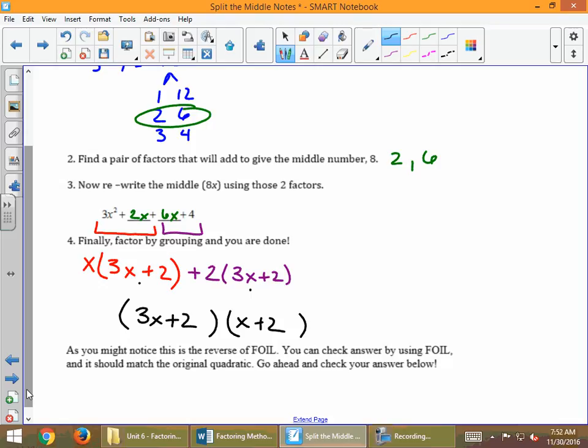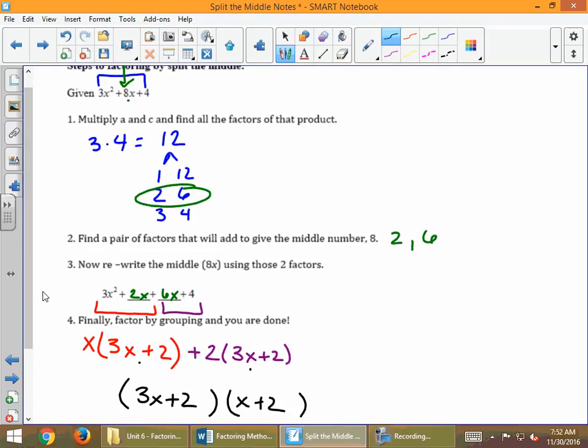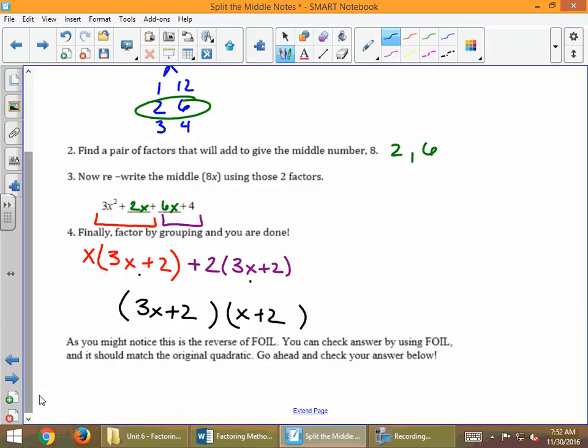You can FOIL to check your answer. We're not going to do that for time's sake, but you can FOIL, and you should get exactly what you had at the beginning. If you don't get exactly what you had in the beginning, you probably didn't factor correctly, or accidentally messed up FOILing. But yes, you can check your answer by FOILing.